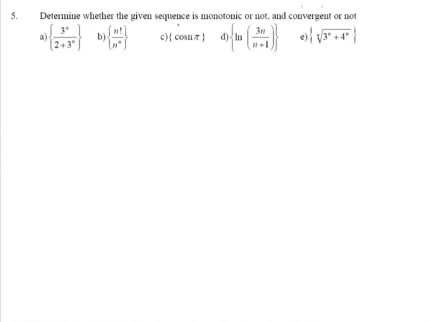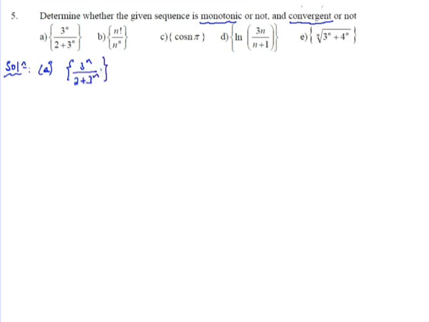Determine whether the given sequence is monotonic or not and convergent or not. እንግዲህ ምናደርገው እዚህ ጋር ምንድነው እዚህ ውስጥ ለተሰጡን ለእያንዳንዱ ሲኩዌንሶች ሞኖቶኒክ መሆን አለመሆናቸውን ሌላ ደግሞ ኮንቨርጀንት መሆን አለመሆናቸውን እናሳያለን ማለት ነው. So let's take the first sequence. የመጀመሪያውን ሲኩዌንስ እንውሰድ a ላይ ያለው ምንድነው 3 the power of n over 2 plus 3 the power of n.